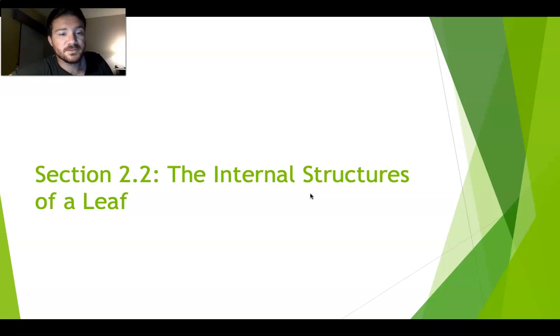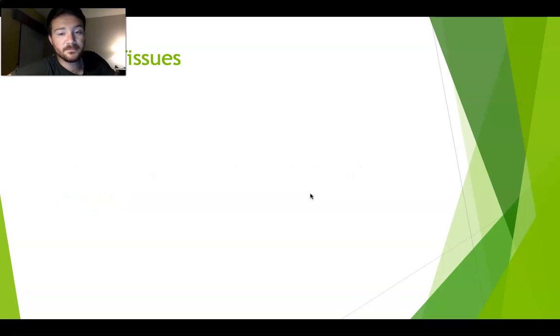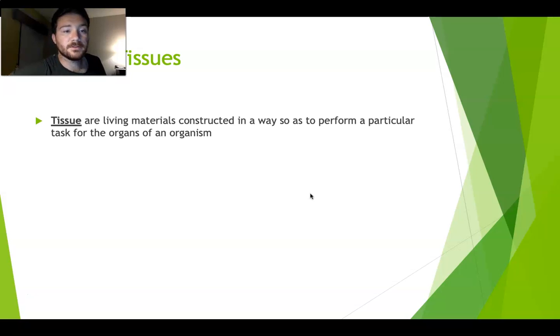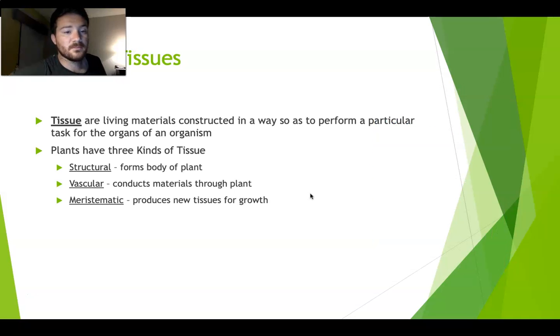Assuming you've done those things, let's take a look at section 2.2, the internal structures of a leaf. And wow, it's going to throw a curveball at me and have these notes come one at a time. But that's okay. A tissue is a living material constructed in a way as to perform a particular task for the organs of an organism.